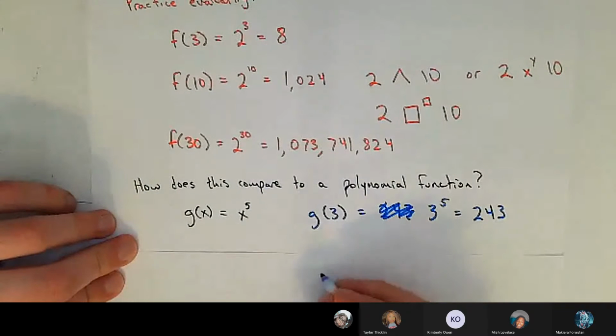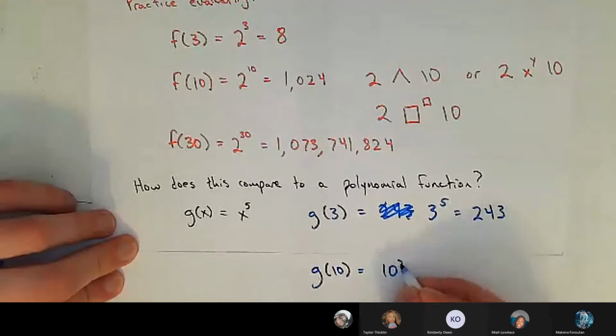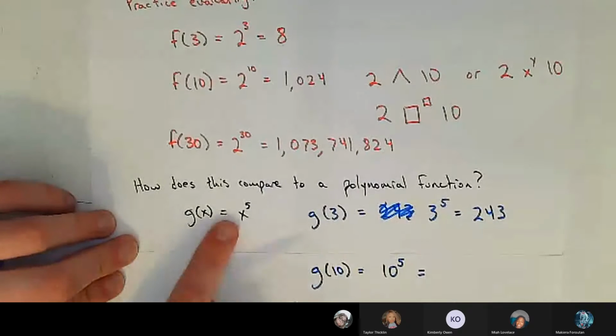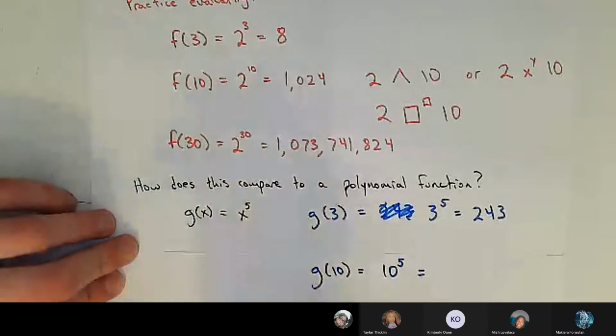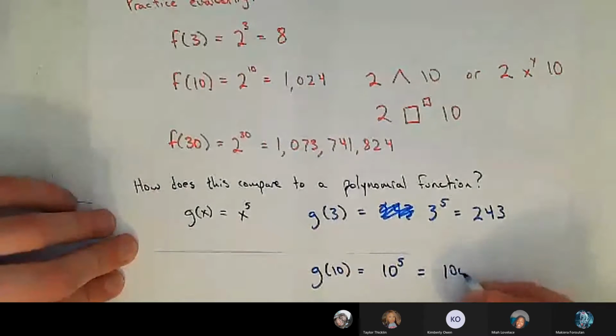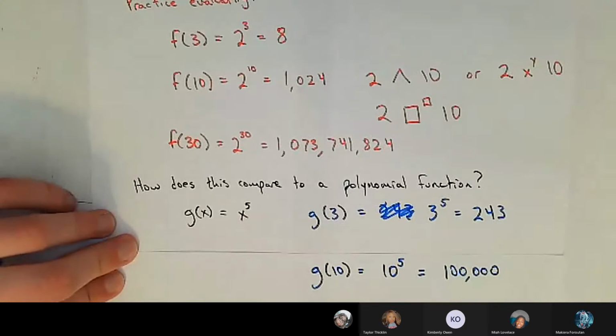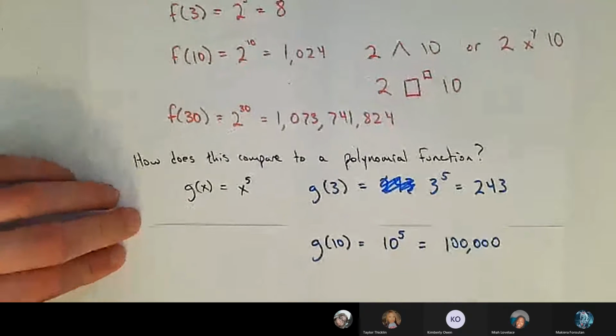Let's look at g of 10. G of 10 is 10 raised to the 5th, just plugging into the function. And 10 raised to the 5th, well, that's going to multiply 10 by itself 5 times, and that's going to give us 100,000. So at the 10 input, this polynomial function is still beating the exponential function.